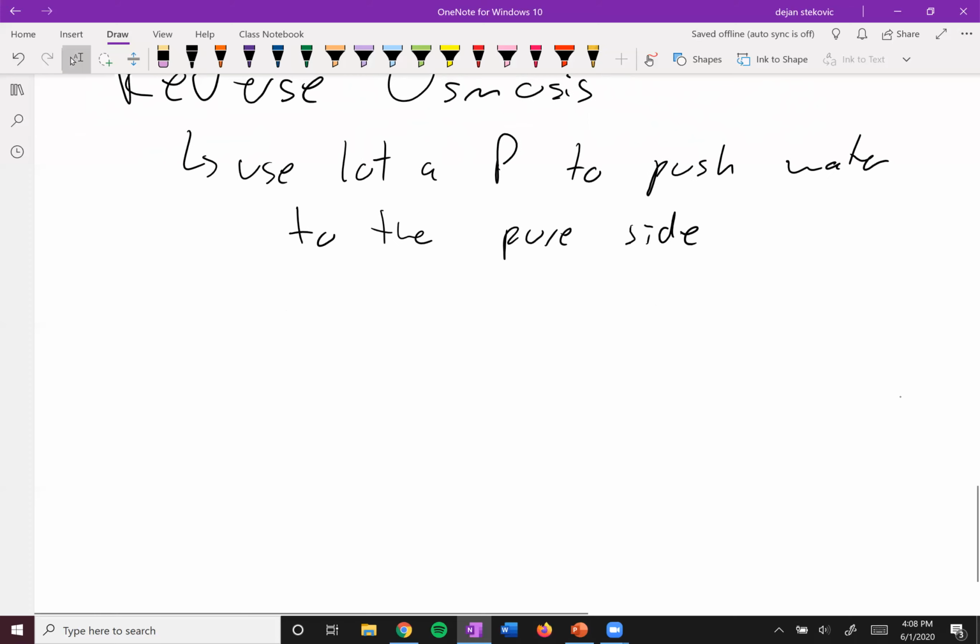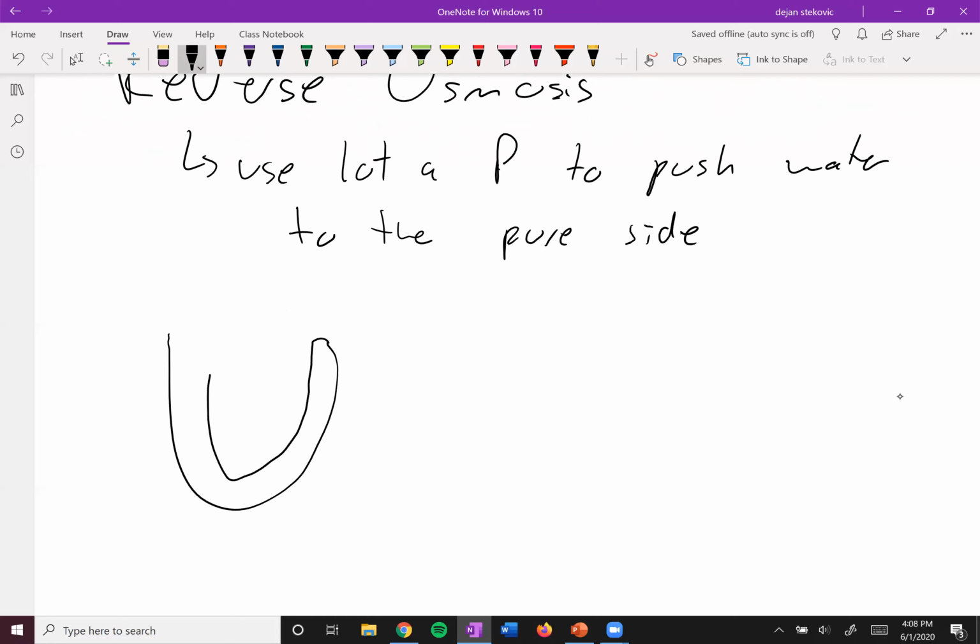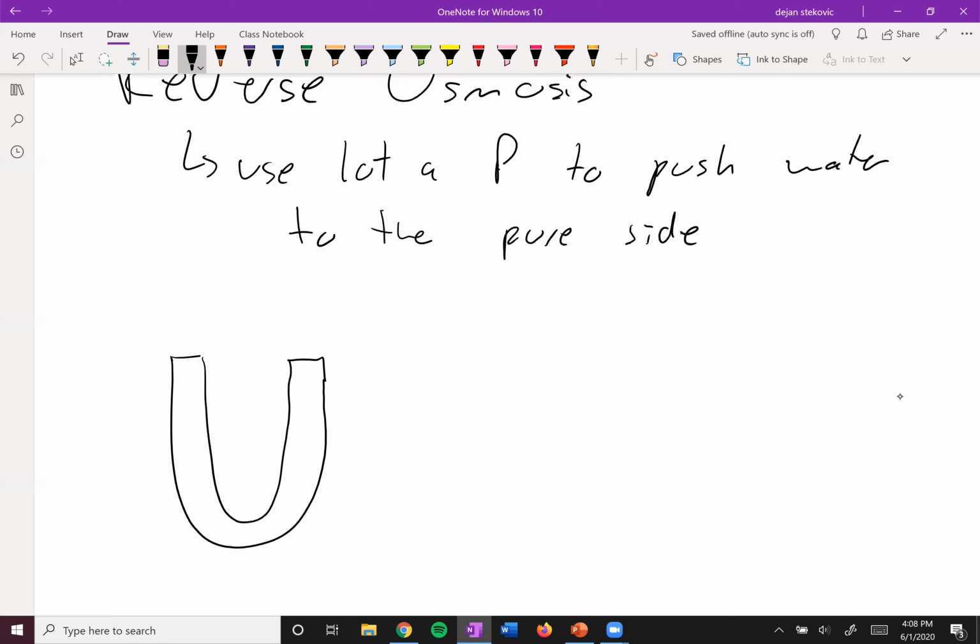So for example, we have our little tube here with our semi-permeable membrane. Oh man, that's terrible. All right, long day already.